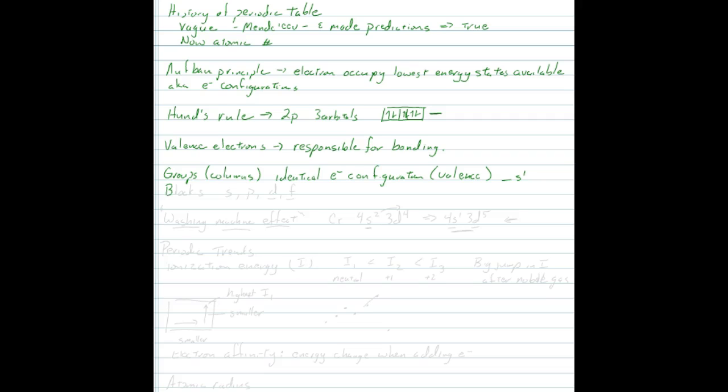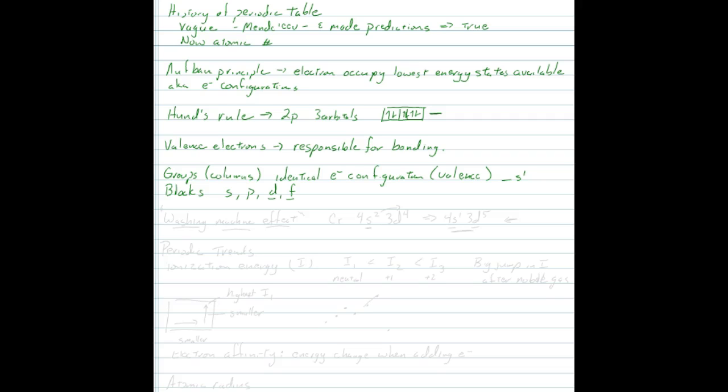There are blocks in the periodic table. The blocks are what orbitals are being filled in. The s block is where the s orbital is filling, then the p block, the d block, the f block. The d block is known as the transition metals. The f block is the inner transition metals.